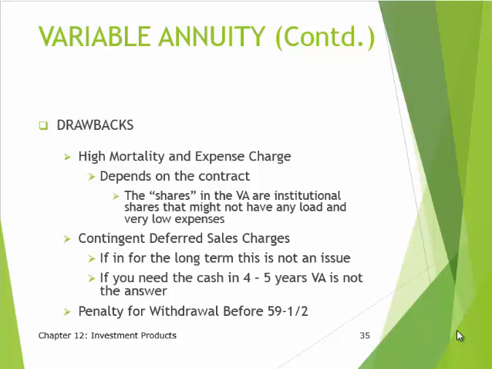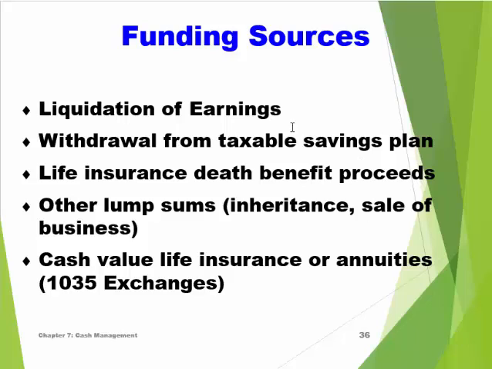And again, if you need this money before you're 59 and a half, there's a challenge with withdrawing the money. There's a penalty. So where do you get the sources of funding for this? Maybe you're liquidating some earnings from another investment. Maybe there's a withdrawal from a tax savings plan, right? You're going to move your money from a 401k, and move it into another account so you can withdraw money at retirement.